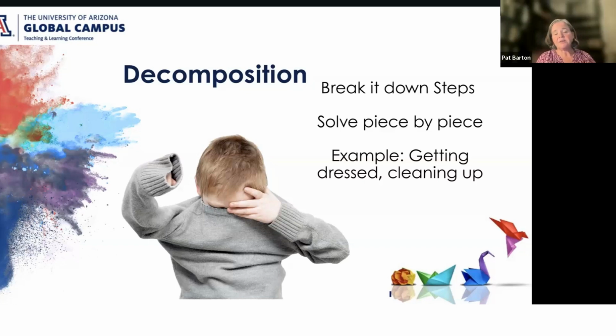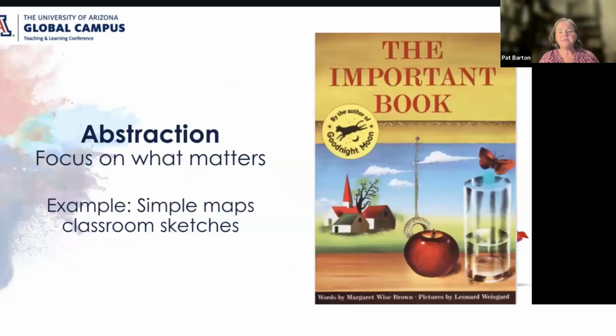Once we break down things into a series of steps, we need to decide what really matters and what can be left out. And that's abstraction. So sometimes we've thought of abstraction as things that are concrete, like solid in front of us, and things that are more abstract, like math as a quantity of objects versus numbers that are representation of those objects. But in this situation, we're talking about abstraction as focusing on what matters, what's essential. So this reminds me of one of my favorite books by Margaret Wise Brown, The Important Book. And I think it's a good example of abstraction.